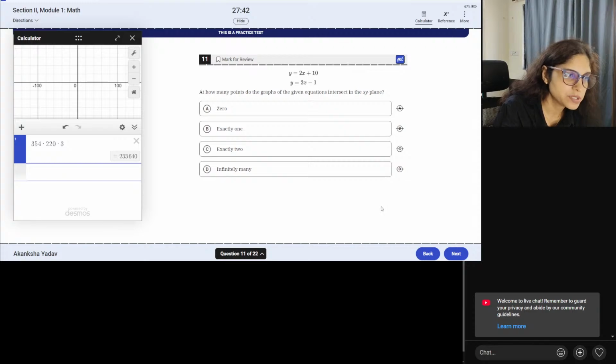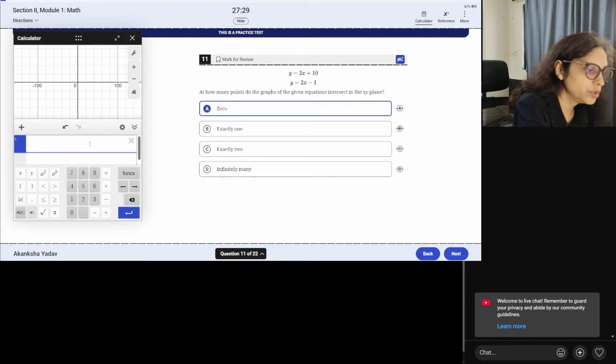Y is equal to 2x plus 10. Y is equal to 2x minus 1. At how many points do they intersect? So y is equal to mx plus b. Slopes are same. Y-intercepts are different. There will be no solution. 0. If you want, you can see over here as well.